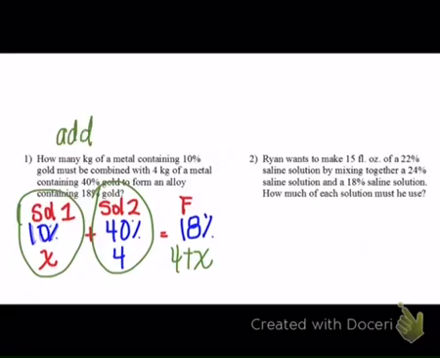If we look at the other one, I'm hoping I found this one. Again, doing the same thing. We have solution 1, solution 2, and our final. Now it tells us in the beginning that Ron wants to make a 15 ounce solution at 22%. So it gives us the final. It automatically gives us a final.